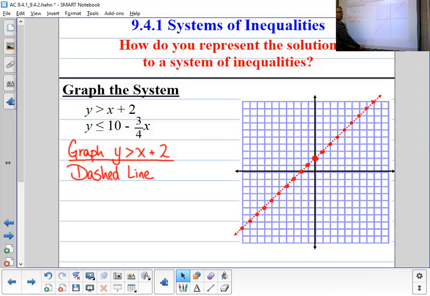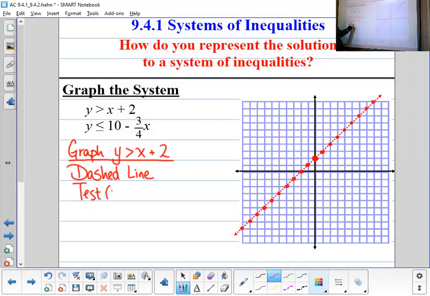Okay, now I need to figure out which side of the line would have shading for this. So can I use 0, 0 as a test point? Yes, as long as your line doesn't go through 0, 0, it's going to be the easiest one to test. So if I plug 0, 0 into my original inequality, I would get 0 is greater than 0 plus 2. Is that true? No, 0 is not greater than 2. That means that 0, 0 is not a solution. So since 0, 0 is below the line, all of my solutions would be above. So I would shade above the line.